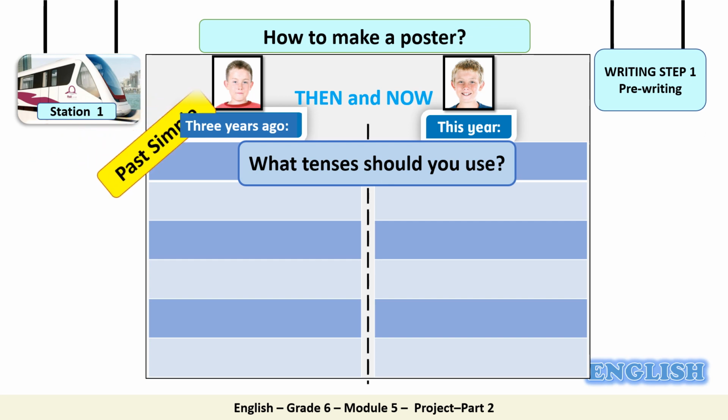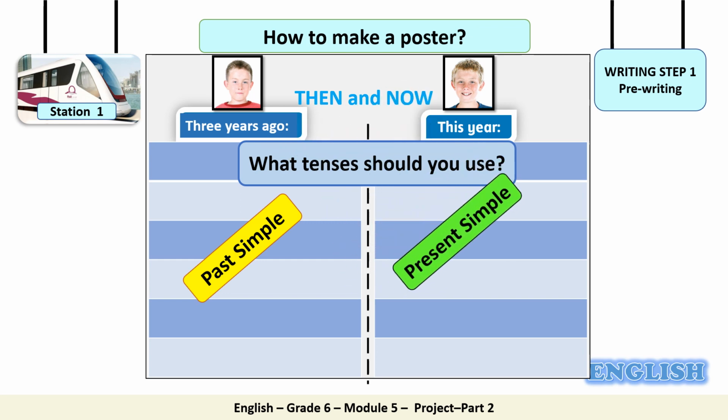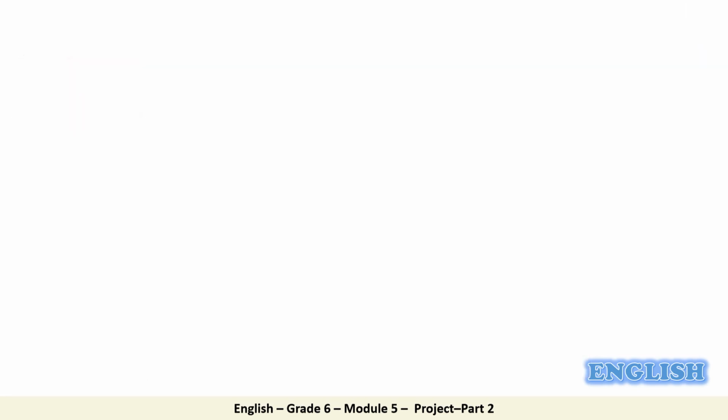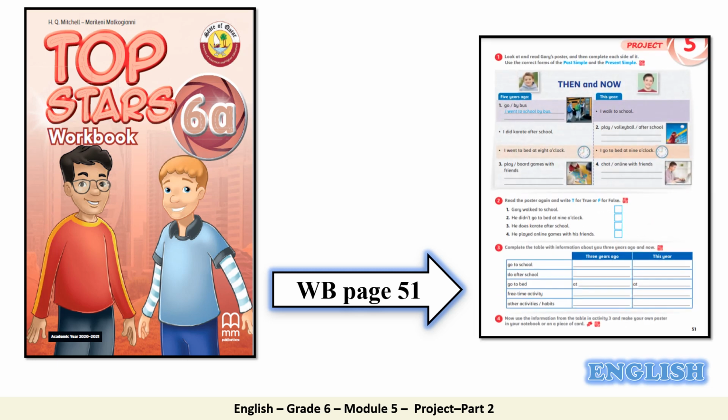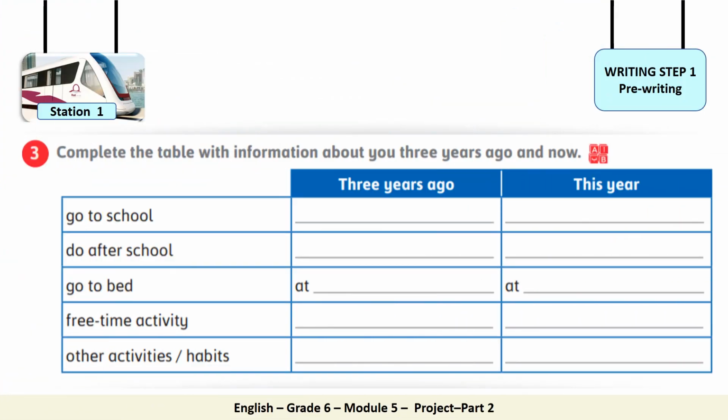Remember to use the past simple tense for things you did 3 years ago. And remember to use the present simple tense for things you do this year. To organize your ideas, I'd like you to use the table in your workbook page 51. In this exercise, you're going to complete the table with information about you 3 years ago and now.